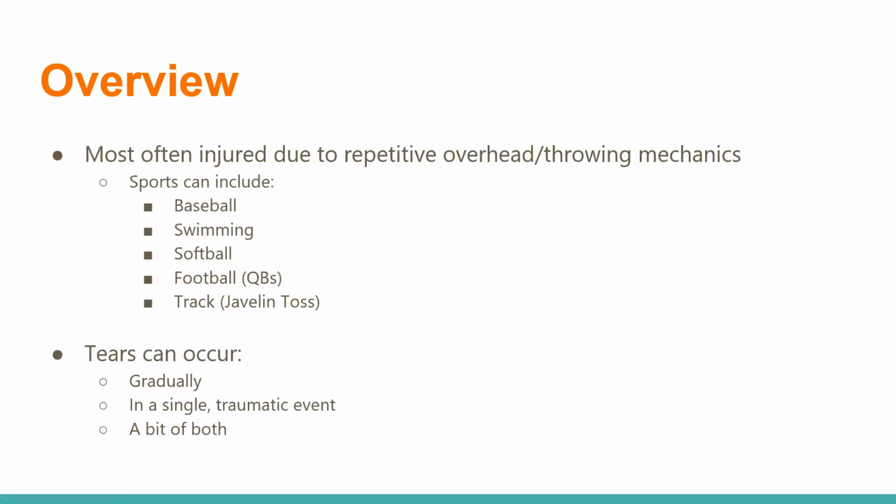The UCL is most often injured due to repetitive overhead or throwing mechanics, and sports in which this can occur include baseball, swimming, softball, football, track, as well as other sports. Tears can occur gradually or in a single traumatic event, or a little bit of both.